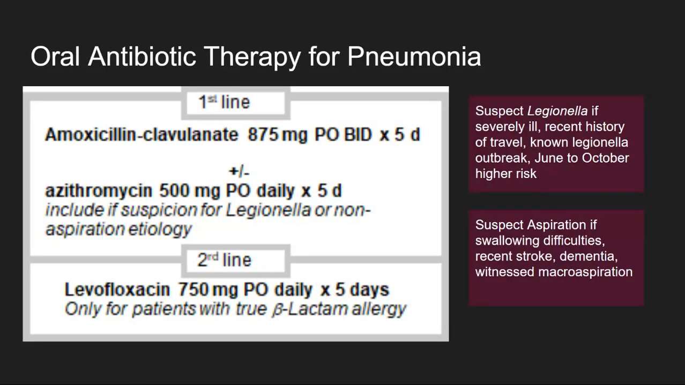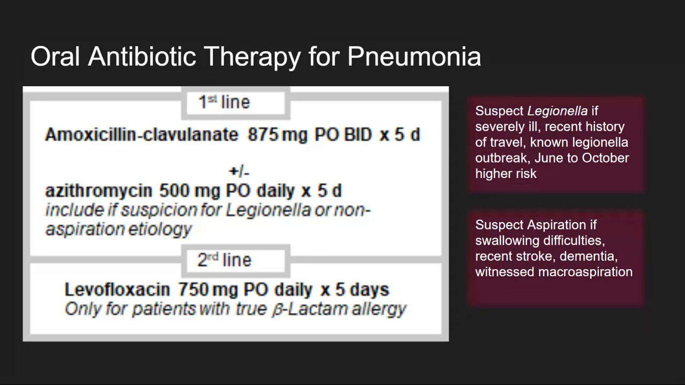So our recommended options for antibiotic therapy would be typically to use oral whenever you possibly can. Amoxicillin clavulanate is the first line option for pneumonia, with or without azithromycin. And we would consider using azithromycin generally if the patient has a suspected Legionella infection. And in those cases, the patient would generally be more severely ill and have some risk factors like a recent history of travel, a known contact related to a Legionella outbreak, or infection during the months between June and October.